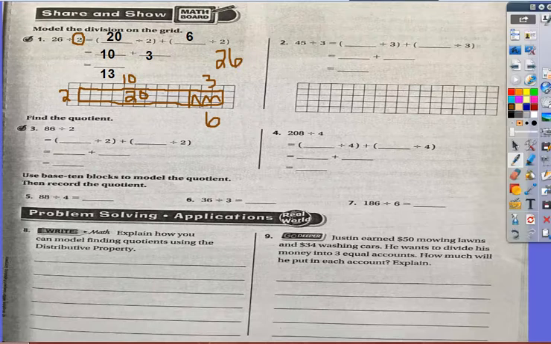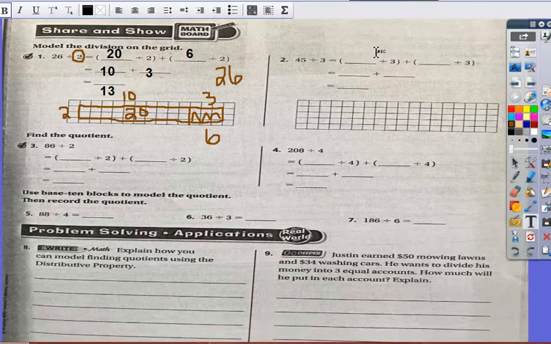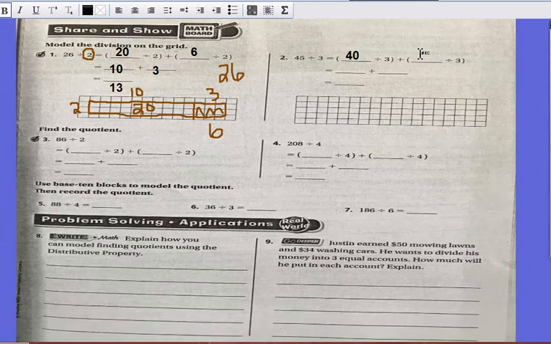Let's do number 2. 45 divided by 3. Let's break up that 45. We have 40 divided by 3, and we have 5 divided by 3. 40 divided by 3, 3 times what?